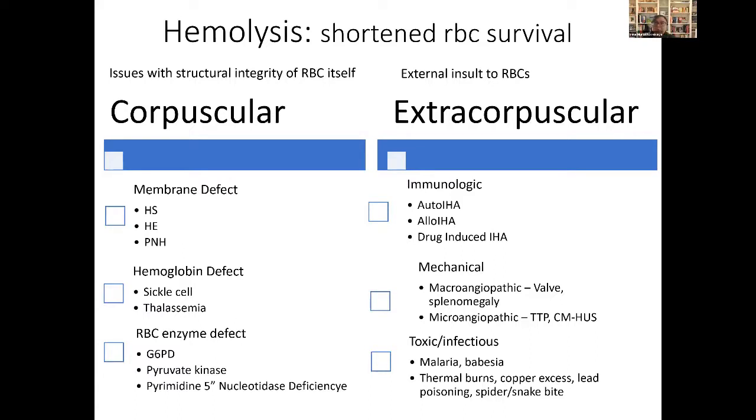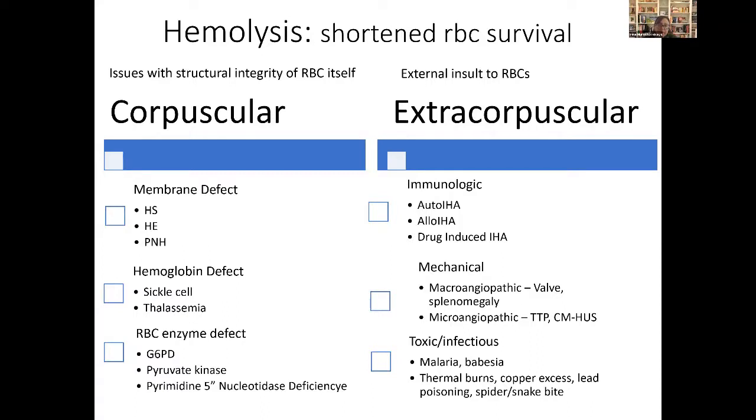And I should have mentioned earlier that in general, the problems that have to do with the red cell itself are usually the congenital problems. The one exception to this rule is actually paroxysmal nocturnal hemoglobinuria, which is an acquired problem. So moving right along, we have hemoglobin defects as a corpuscular or red cell defect that can cause increased hemolysis. And that includes things like sickle cell anemia or thalassemias.